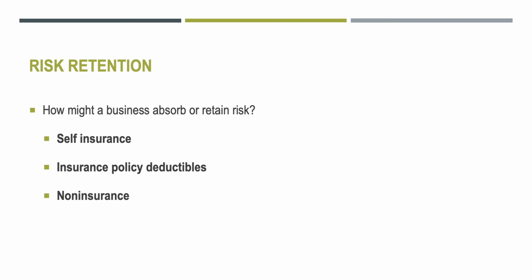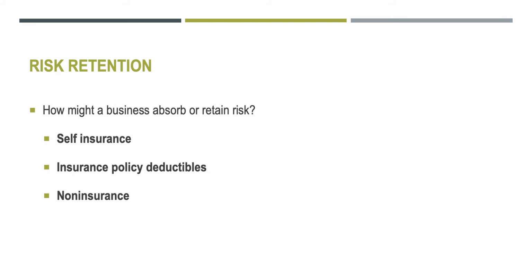There are 3 ways that organizations can retain the risk. The first is through something called self-insurance. Basically, it means that the organization establishes a fund that they hold in reserve in case the risk should materialize. The second is through an insurance policy deductible. Here the organization does purchase insurance, but they retain the risk up to a certain dollar amount. This is probably like your car insurance.